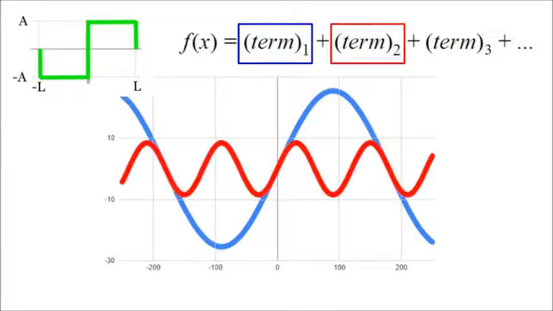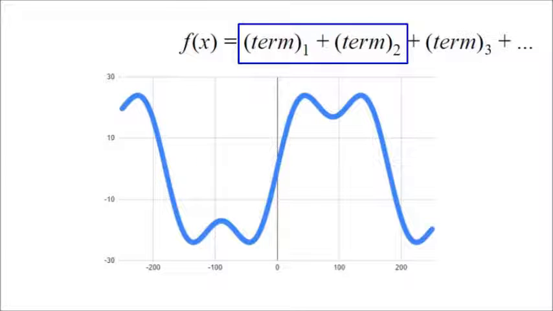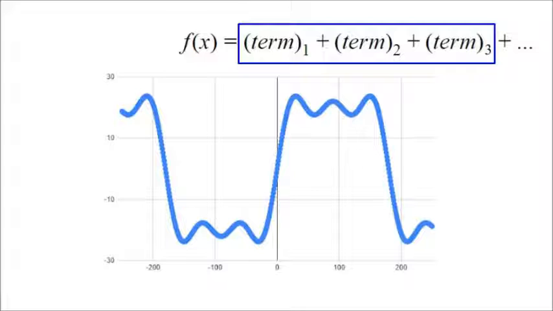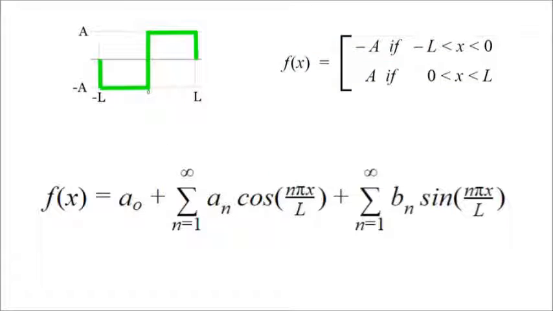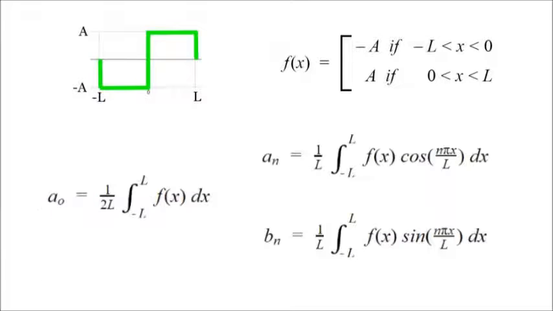1, 2, together. 3, together. The square wave we saw in part 1. So let's get to it. Let's get to A0, AN, and BN. No, wait. First we'll need some tools.